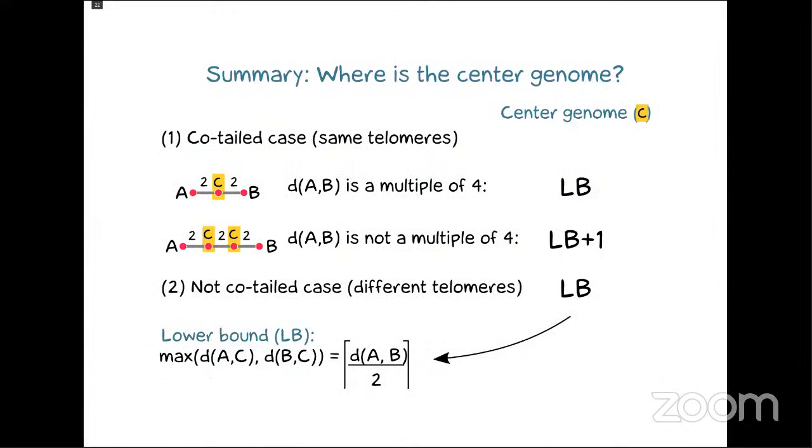All right, so to summarize our results for the center genome with the rank distance. For the cotailed case, if the distance is a multiple of 4, you can reach the lower bound. Otherwise, you cannot. And if they're not cotailed, you can always reach the lower bound.